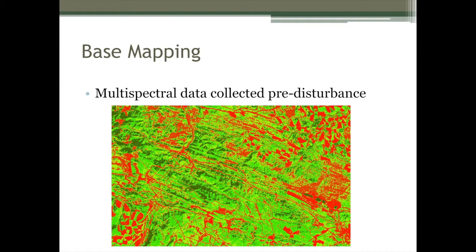So this is kind of a quick snapshot of what I'm talking about with base mapping. And so we've categorized them, and we're using a tool called unsupervised classification. So it runs a program that automatically categorizes it into a certain amount of classes. And so the dark green is vegetation, and you can see all the orange and red is the disturbances. And so it kind of gives you a snapshot of what you're looking at.